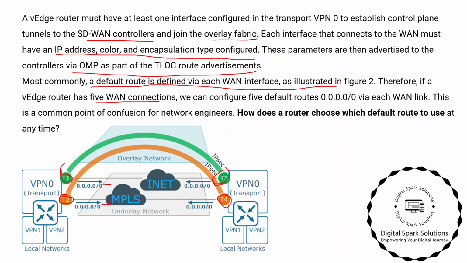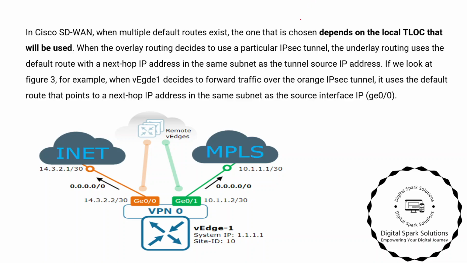This is a common point of confusion for network engineers. How does a router choose which default route to use at any time? In Cisco SD-WAN, when multiple default routes exist, the one that is chosen depends on the local TLOC that will be used. When the overlay routing decides to use a particular IPsec tunnel, the underlay routing uses the default route with the next hop IP address in the same subnet as the tunnel source IP address. If we look at Figure 3, for example, when VEGD1 decides to forward traffic over the orange IPsec tunnel, it uses the default route that points to a next hop IP address in the same subnet as the source interface IP, GE0/0.